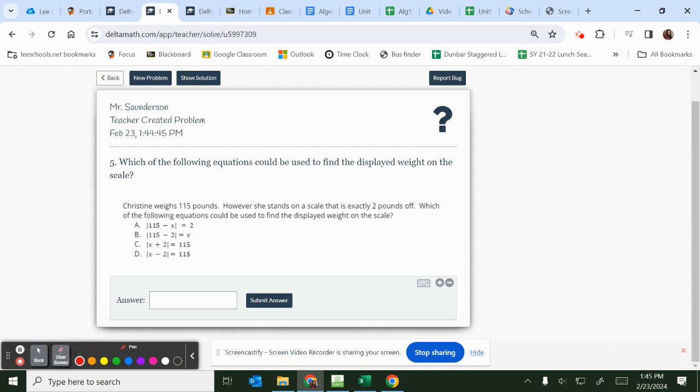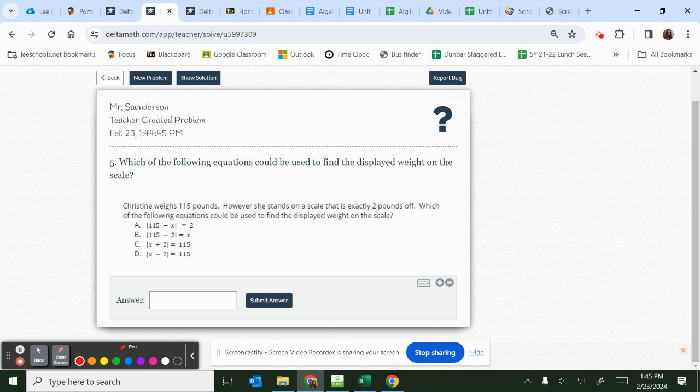All right, guys, here's some support for question number 5. Question number 5 says, which of the following equations could be used to find the displayed weight on the scale? Christina weighs 115 pounds. However, she stands on a scale that is exactly 2 pounds off. Which of the following equations could be used to find the displayed weight?